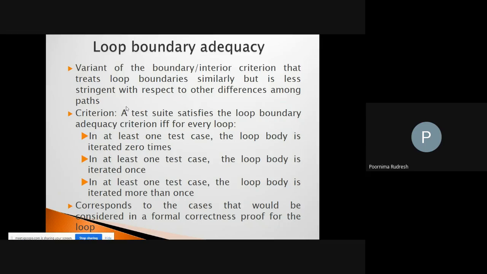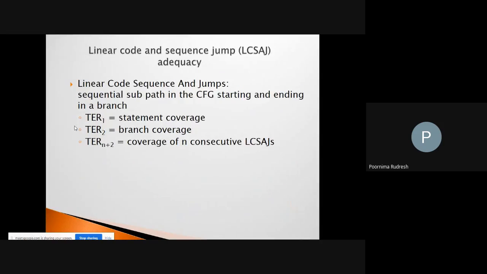So it corresponds to the cases that would be considered in a formal correctness proof for the loop. So if it is executed or iterated more than once, or at least once, then we say that it is satisfying the formal proof correctness criteria.